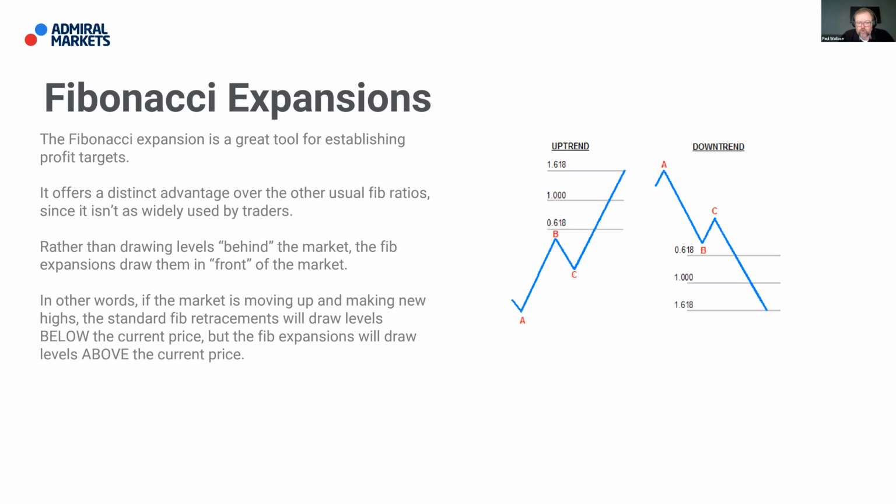Whereas rather than drawing levels behind the market, the Fib expansion tool draws them in front of the market. In other words, if the market is moving up and making new highs, the standard Fib retracement will draw levels below the current price, but the Fib expansions will draw levels above the current price. I'm just going to draw it on here. So what we saw there on that previous chart of the dollar yen was, we had a swing low, then we had a swing high, then effectively we had a Fibonacci retracement. As I said, just excuse my artist skills.